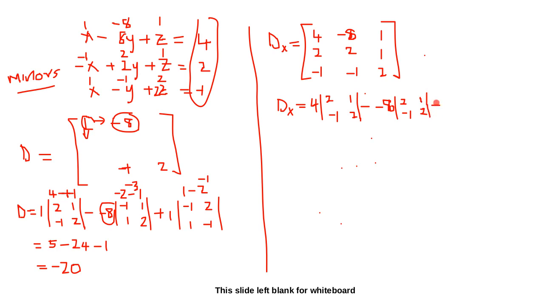Then plus, the next element here is 1. Then we get its minor. So 1 is appearing in row 1, so we delete row 1 and we delete column 3. So its minor is 2, 2, negative 1, negative 1.